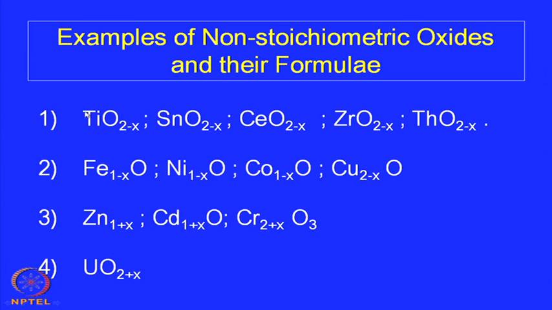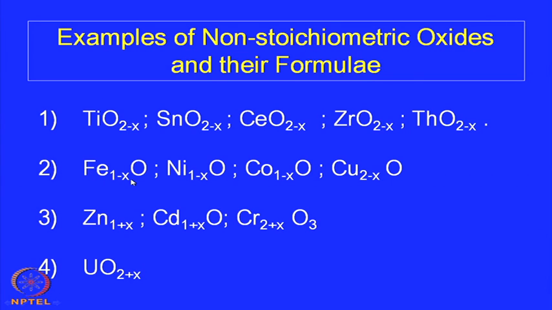For example, TiO2 we have written as TiO2 minus x, SnO2 minus x, CeO2 minus x, cerium oxide, ZrO2 minus x, and thorium oxide ThO2 minus x, all of them 2 minus x, which means the notation or the formula itself indicates that there is an oxygen vacancy. Oxygen vacancy is the predominating defect and they are oxygen deficient oxides, oxygen deficiency because of oxygen vacancy.